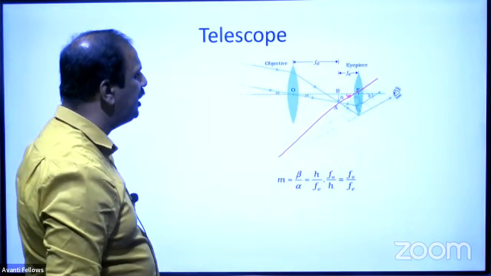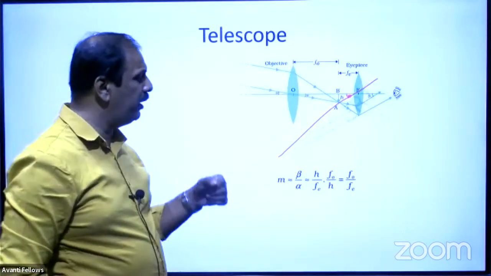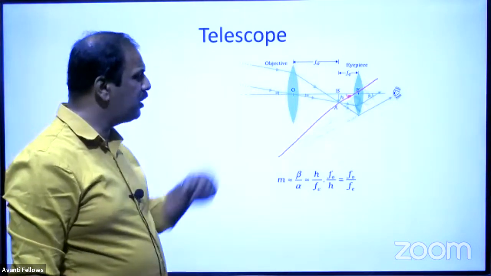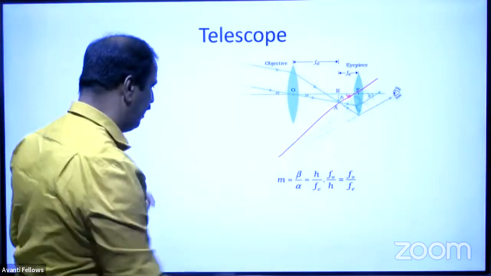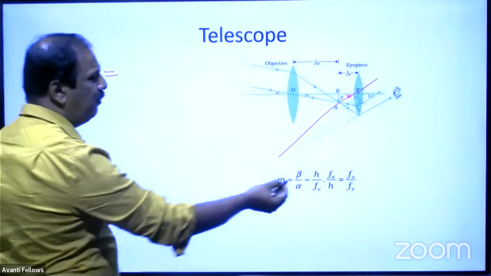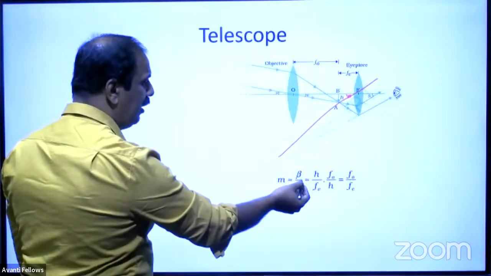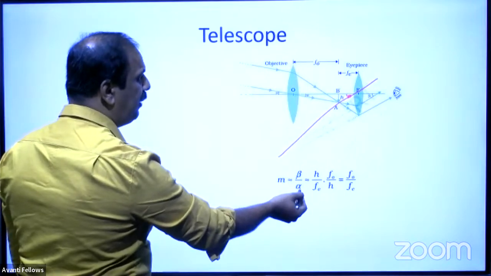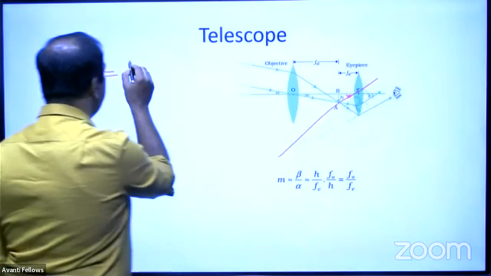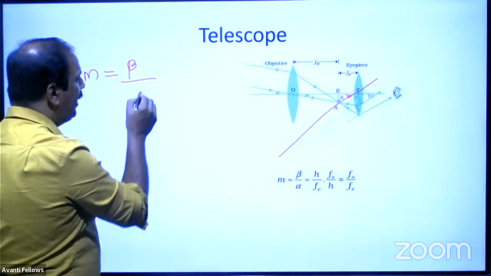Now what is the magnification here? Here it's very important: we will take the angular magnification. In the case of a telescope, you take the angular magnification. So the angular magnification M is given by the angle made by the image divided by the angle made by the object. The angle made by the image is this beta. So it is beta divided by alpha.